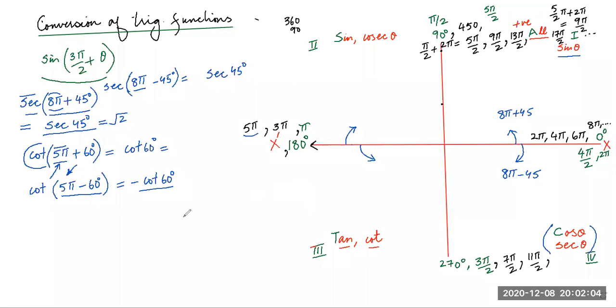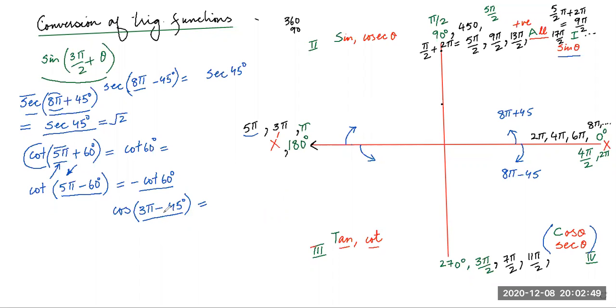Let me check now. Please convert cos of 3 pi minus 45 degree. Who will tell the answer? Anyone can tell the answer. Cos of 3 pi minus 45. In which quadrant will it fall? 3 pi minus 45 falls in the second quadrant.